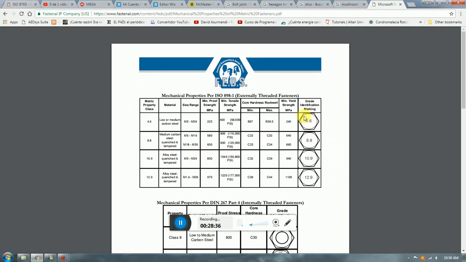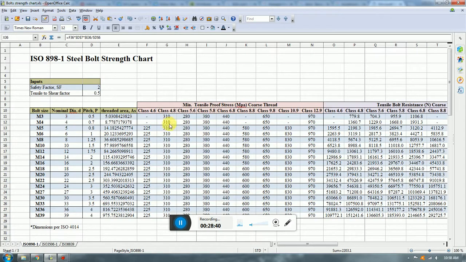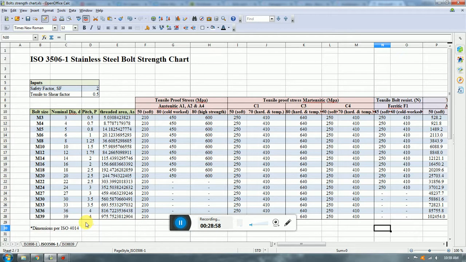Okay, for the ISO, you're gonna get a 4.6. Here, all of them: 4.6, 4.8. This is only the proof tensile stress. You're gonna see these are the types. Okay, in megapascals. And that is based on the standard. Okay, you get the 3506.